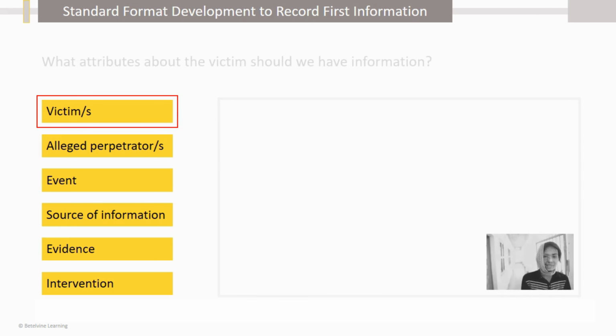Victim. What attributes about the victim should we have information about? The essential points are listed on the screen.